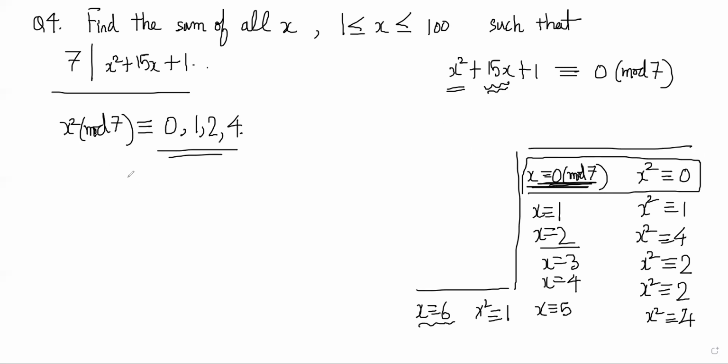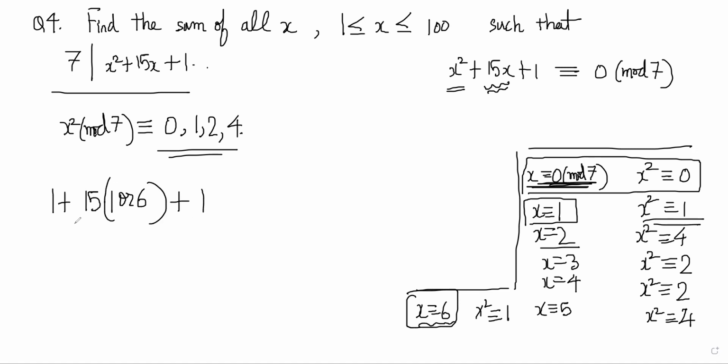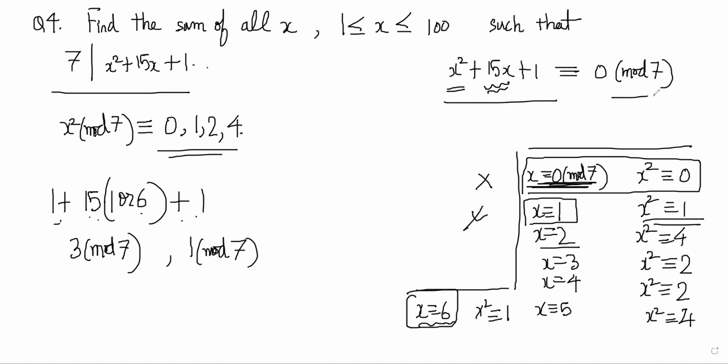Now think about the case when x was 1 or x was 6 mod 7, right? In that case, x square is 1 mod 7. It will be 1 plus 15 times 1 or 6, plus 1, right? So it will be either 1 plus 15 plus 1, which is 17, which is 3 mod 7, a case that we don't have to worry about. Or it will be 15 times 6, which is 90, plus 1 plus 1. So it will overall become 1 mod 7, because 91 is divisible by 7. So this case is also cancelled because you're not getting the overall expression to be divisible by 7, right?